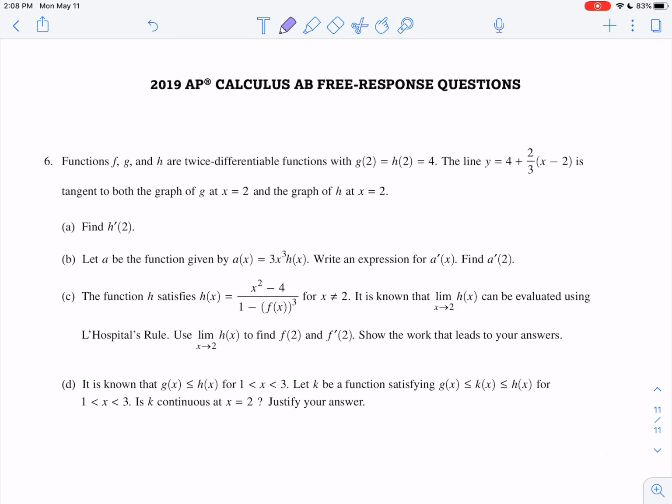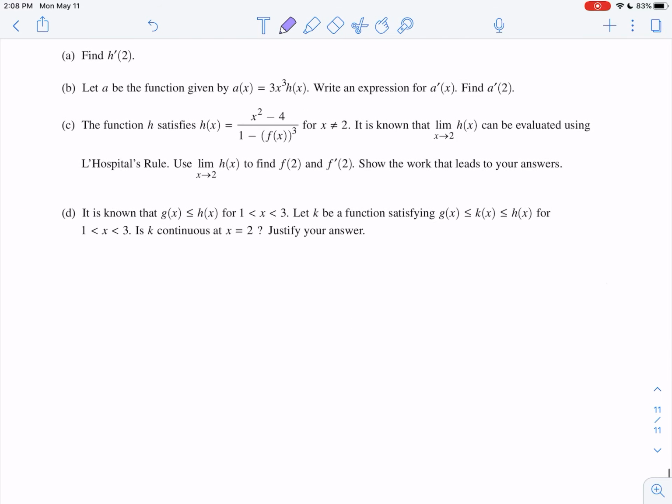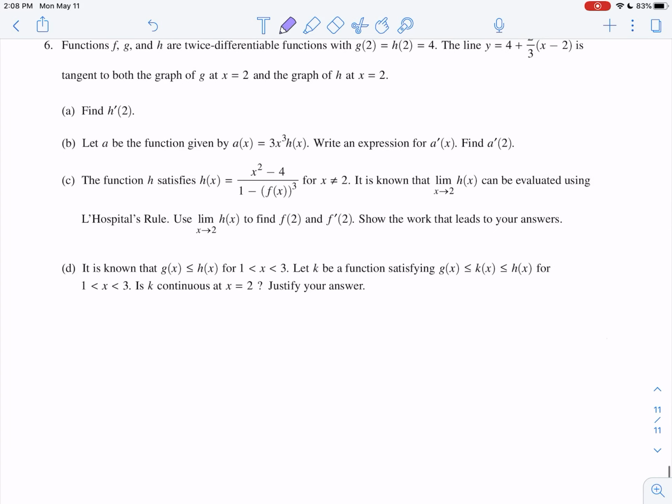All right, last part. It's known that g is less than h for all x's between 1 and 3. Let k be a function satisfying g of x is less than or equal to k of x is less than or equal to h of x for x's between 1 and 3. Is k continuous at x equals 2? Justify. Well, again, to justify continuity, we need to show that the limit as x approaches 2 of k of x is equal to k of 2. If we get that those are the same, we're good.